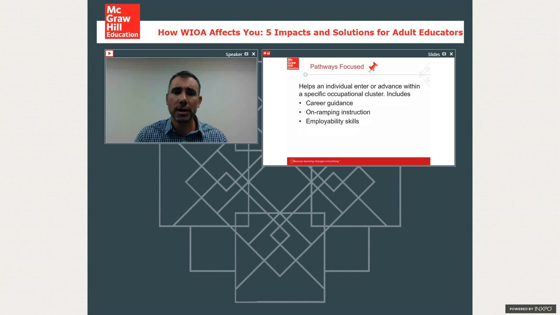So the first one we're going to look at is pathways focused. What does that mean? For a career pathway system to be pathway focused, it should help an individual enter or advance within a specific occupational cluster. So that could mean they're on the start of that journey, but if you think back to that career pathway diagram that I showed, those entry and exit points, we need to identify clear milestones, not only between where they are and where they want to be, but what are the milestones along the way that they're going to need to complete in order to get there. And this includes career guidance all the way through working with these learners, on-ramping instruction that helps them truly get into and comfortable in the academic setting again, as well as teaching employability skills, another key part of making sure that learner is work ready.